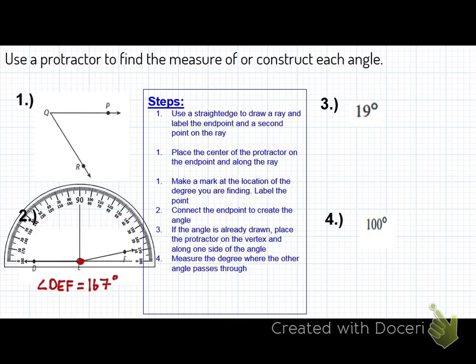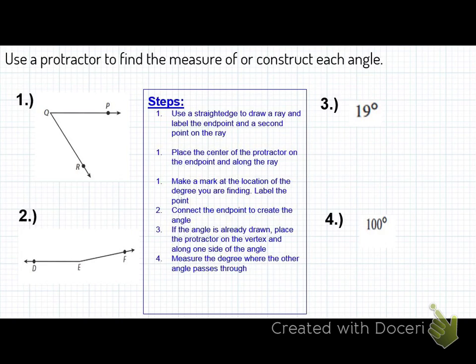Cool. So that's numbers 1 and 2. Number 3, it says 19 degrees. So what do you think it's going to ask you to do? You're going to draw this angle. Okay. So the first thing to do when you draw an angle is start with one of the sides of the angle. So just put a side of the angle down. Okay. I drew it right here. Okay. It doesn't matter how long it is.